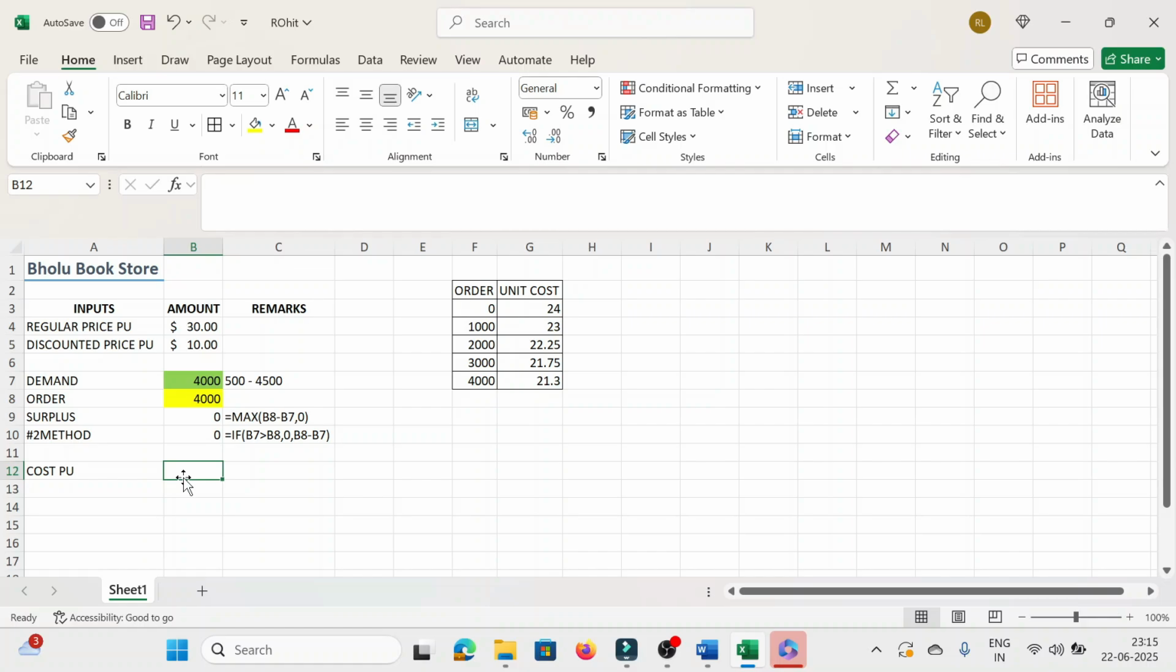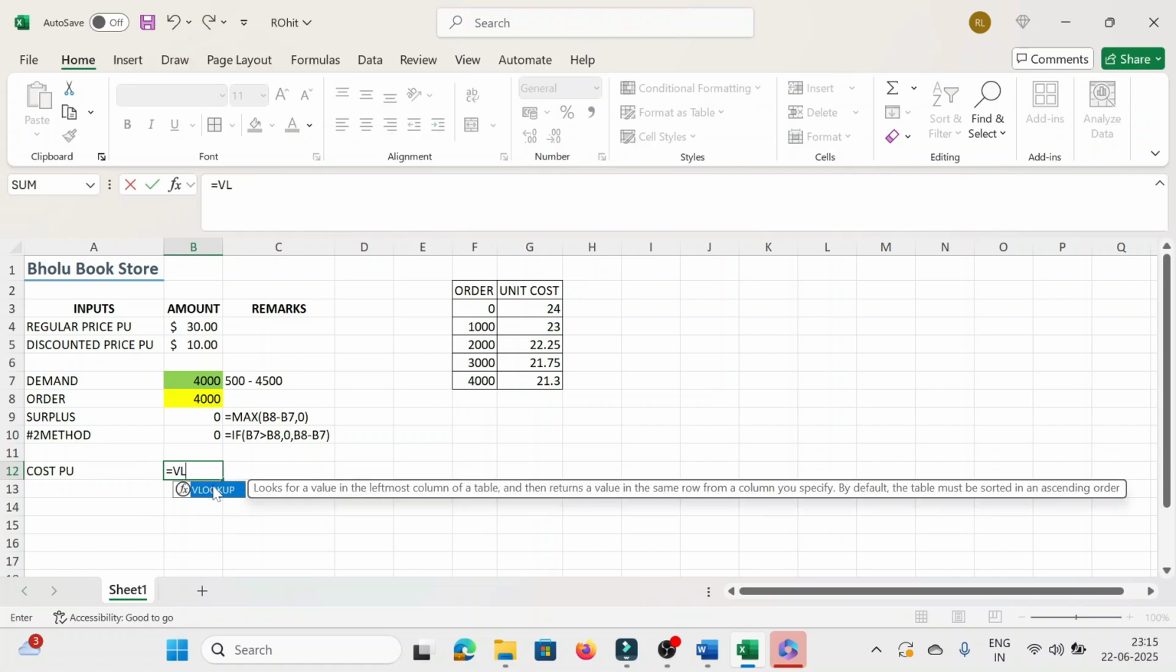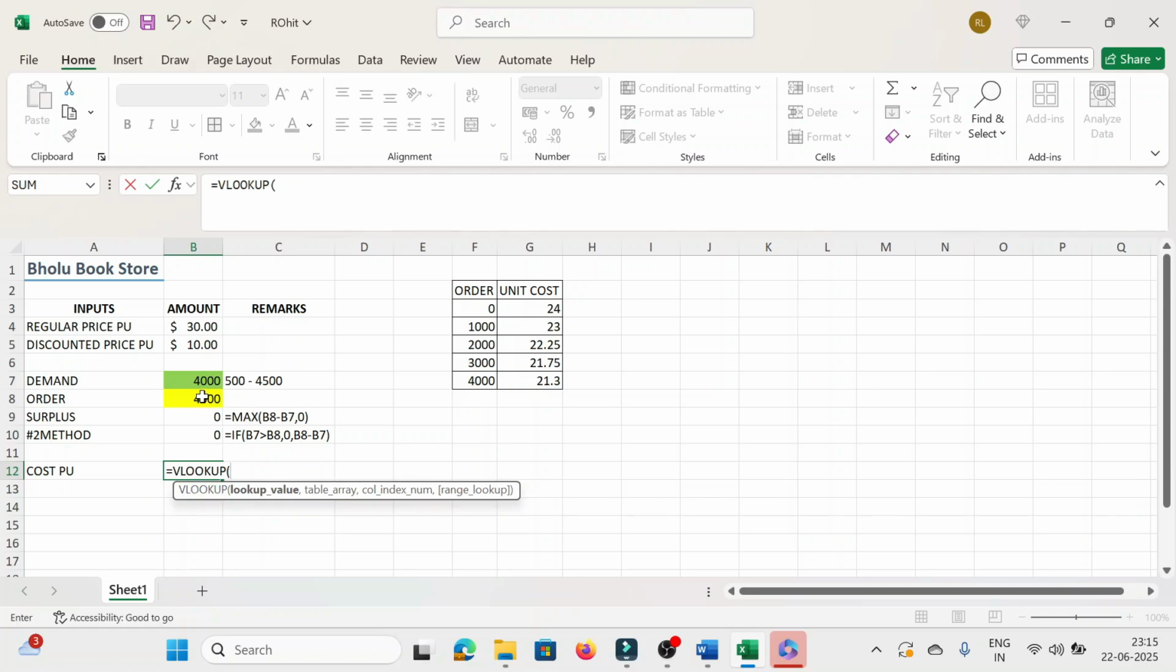So here I can see demand is 4000, then cost would be 21.30 if order value is the same. But here I will use the VLOOKUP formula. So I will try to automate it. So here I will write VLOOKUP. I will just click this cell which is the lookup value, comma. I will give the table. This is my table, comma.